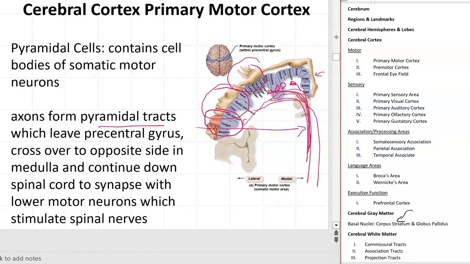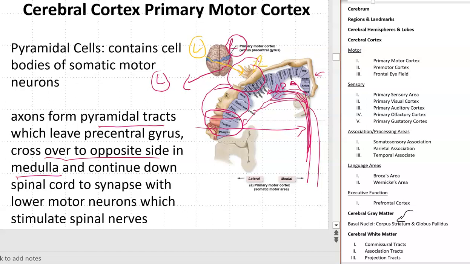Now, these tracts are going to go down through the brain, and they're going to get to the medulla oblongata. And when they get to the medulla, that's where they cross over to the opposite side. So remember, we'll look at this brain here, superior view. All the neurons from the right primary motor cortex are going to go over and control the muscles on the left side of the body. And all of the neurons that are on the left cortex are going to go over and control muscles on the right side of the body.